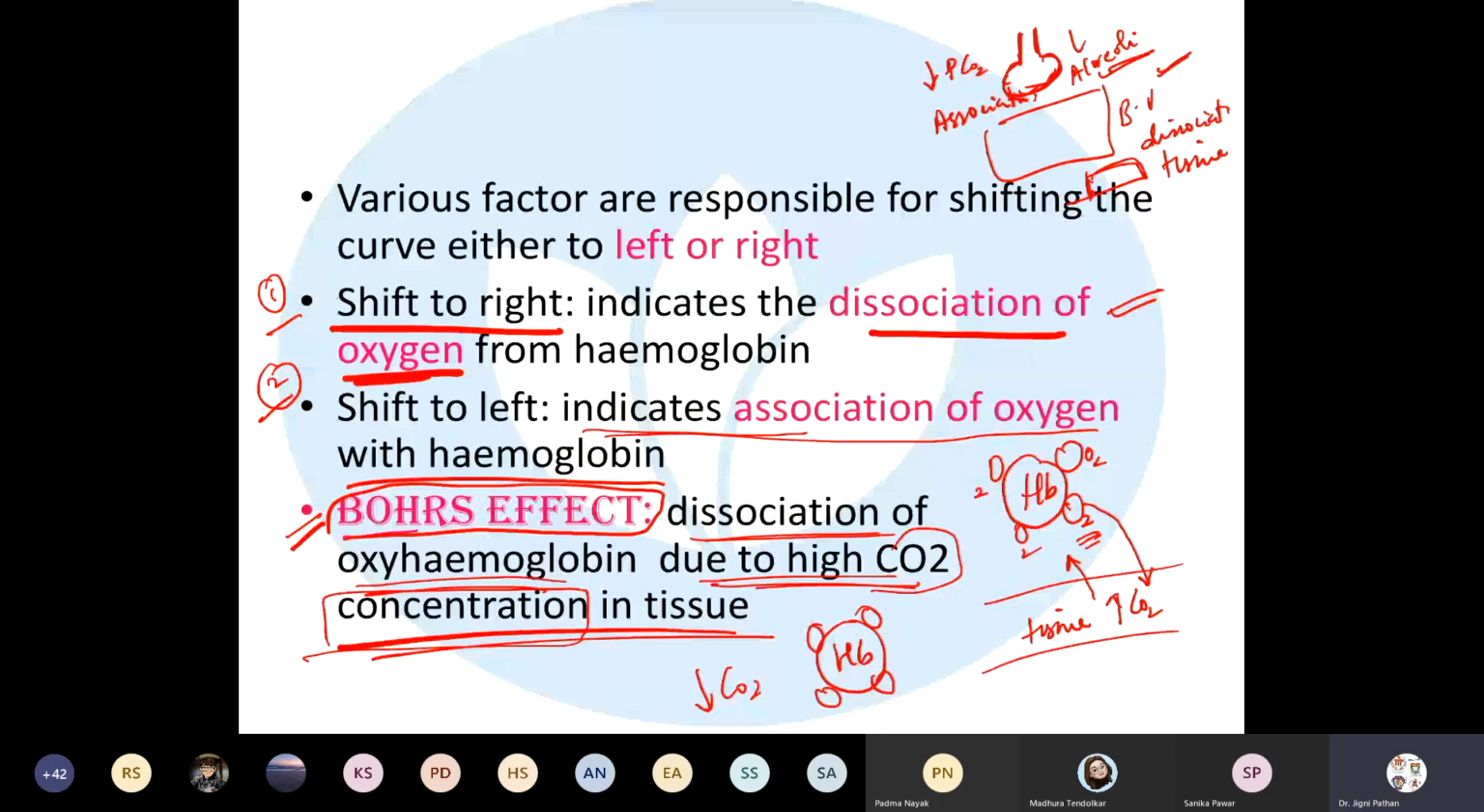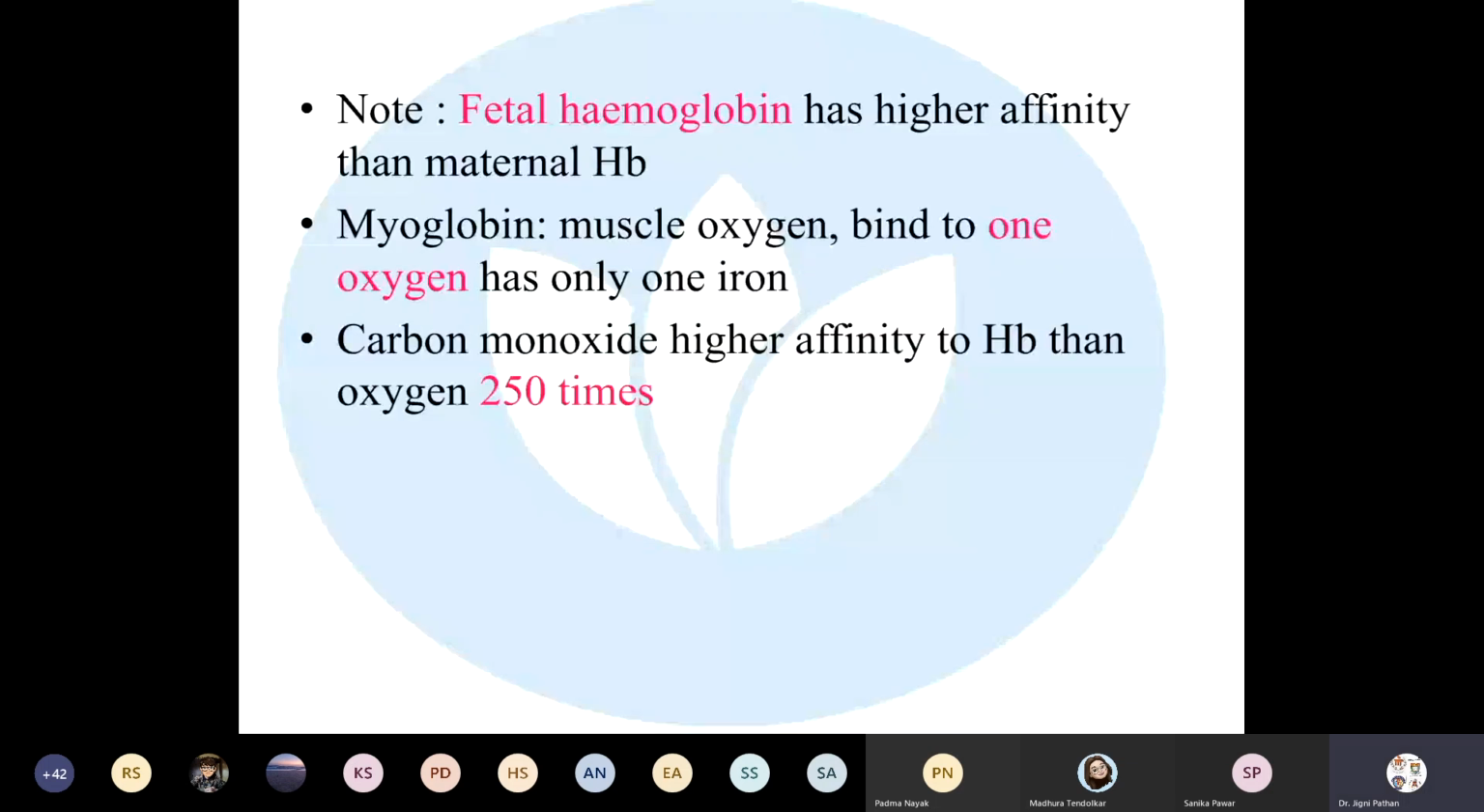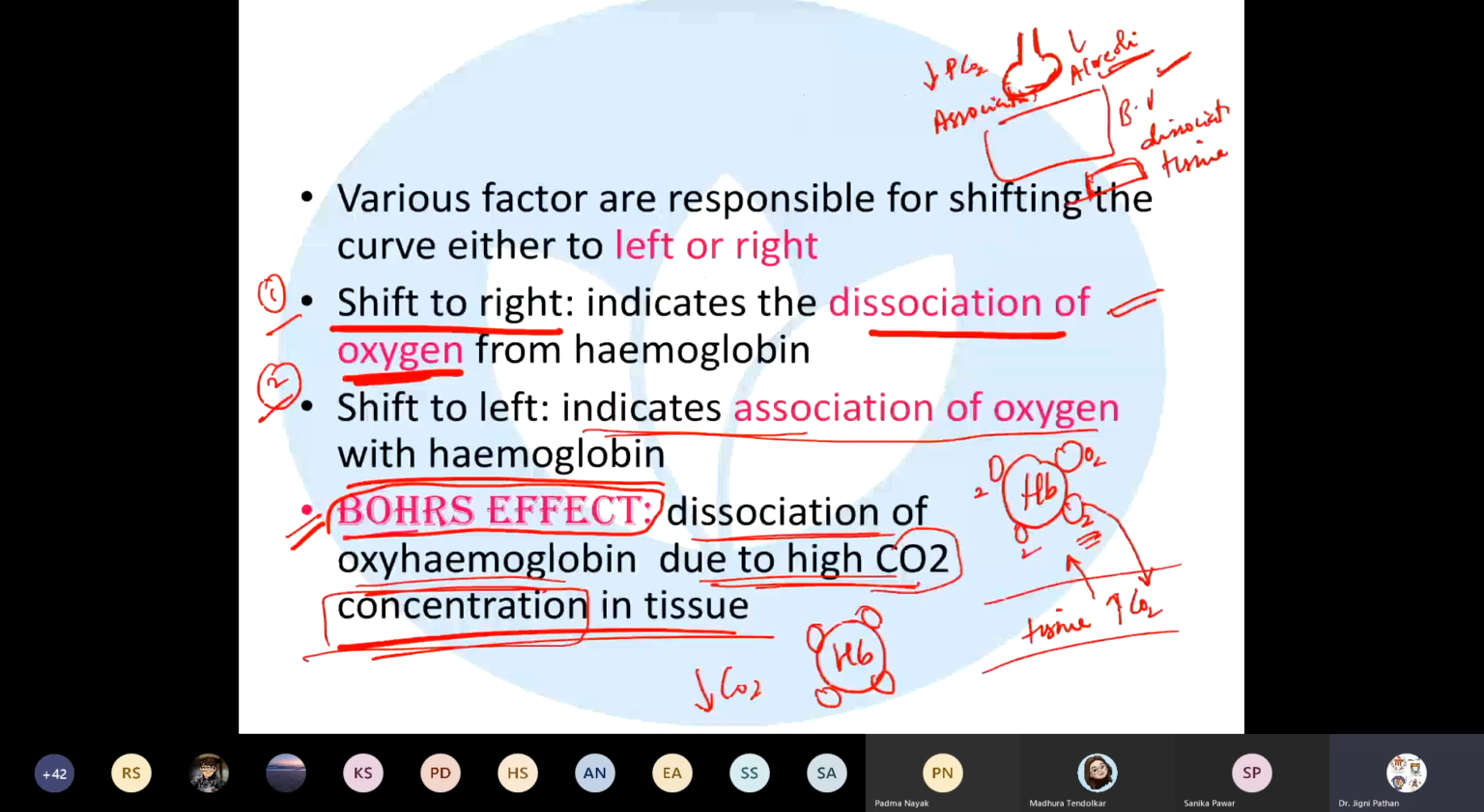Is it clear to all about the Bohr's effect, about the shift to right, about the shift to left? Sabko samajh mein aaya? Association in the alveoli, dissociation in the tissue. Everybody will close your eyes and you're going to just listen.